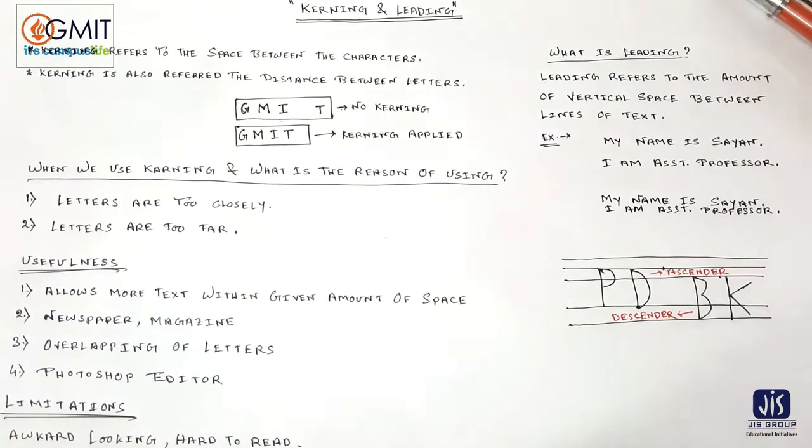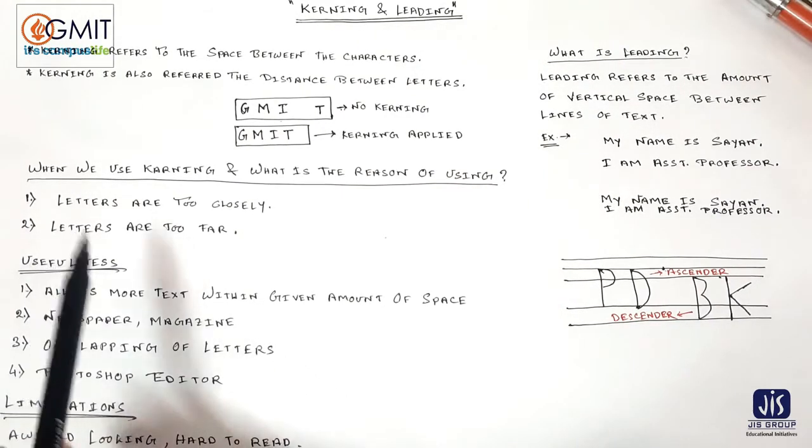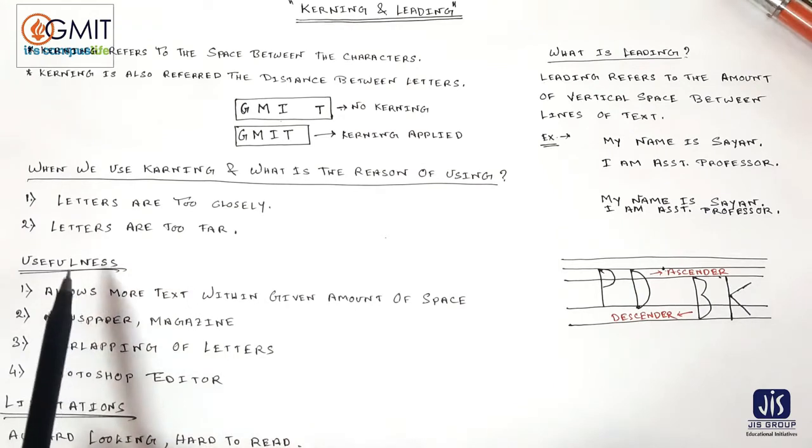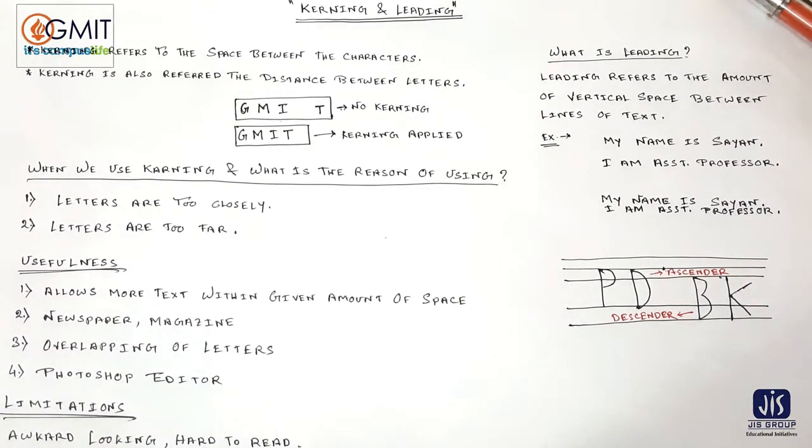Next, come to the next part, that is the usefulness of kerning. Kerning allows more text within a given amount of space. What is this? Kerning is useful because it allows more text to be placed within a given amount of space. Suppose you are given a certain amount of space and you have to write 5 to 6 words within that space.